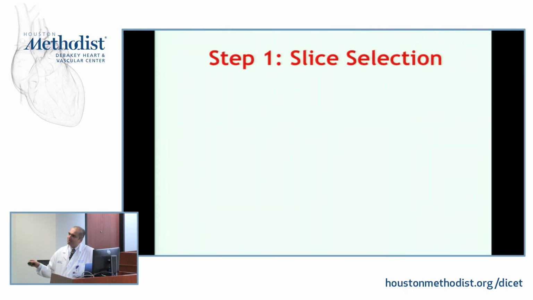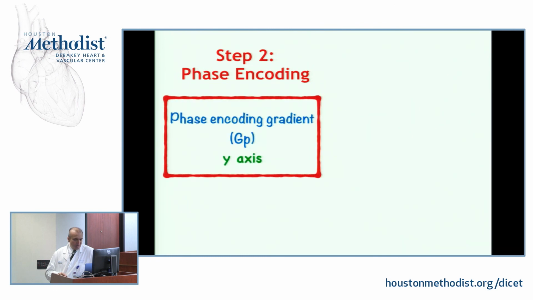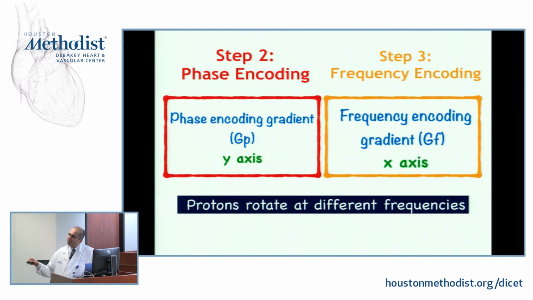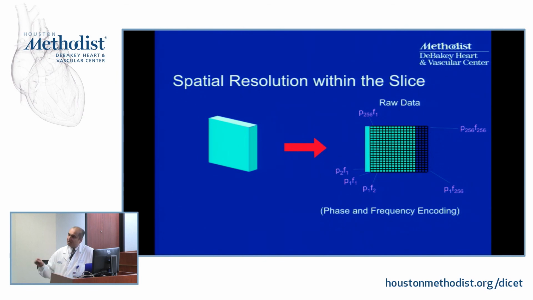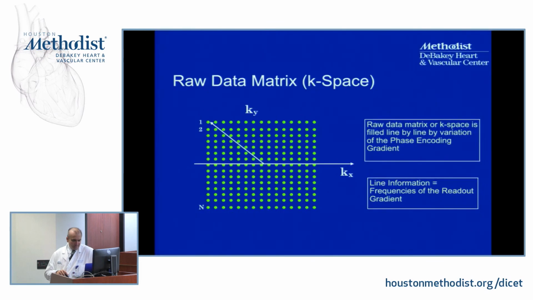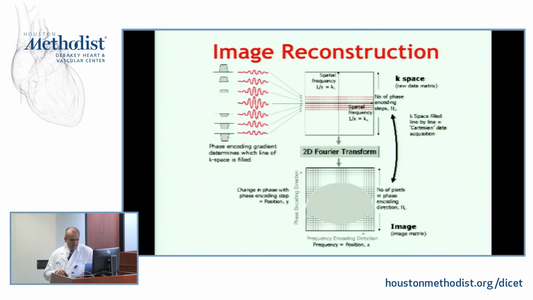So the first step is to select the slice of interest. And then the last 2 steps are to do what we call a phase encode gradient, which you can think of as the y-axis, and a frequency encode gradient, which you can think of as the x-axis. And based on this information, you can localize where signal is coming from within your imaging plane. Okay? And again, I don't want to get too much into the weeds because we don't have time for it. But let me skip forward here.